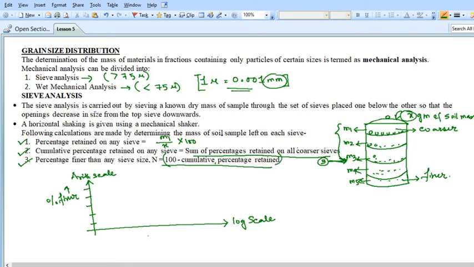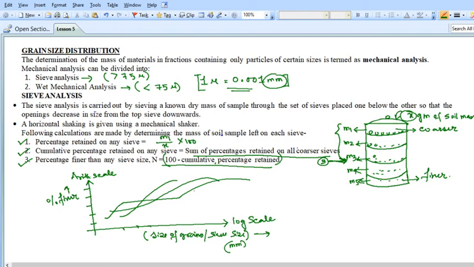And on the log scale, we'll be plotting the size of grains, or we can say the sieve size. Both are similar. This will be in mm. So we will obtain certain curves somewhat like this, or like this, or like this. Seeing the curve that we obtained, how do we classify whether the soil is well graded, poorly graded, uniformly graded or gap graded?